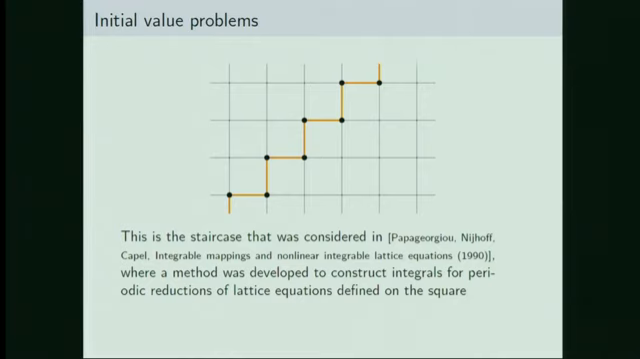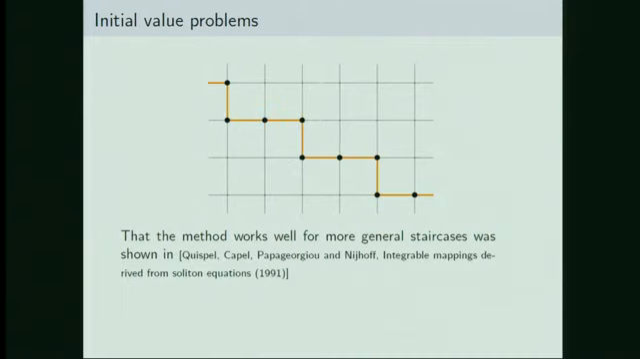But there was this initial paper, and this is the first staircase for which this method was developed. And then in a later paper by Quispel, Capel, Naev, and Papageorgiou, it was shown that you can have arbitrary staircases like this one, where the method also works. And this has been some recent work. We've done more general staircases and all kinds of systems, and you can always use the Lax pair to create integrals for the map you get.